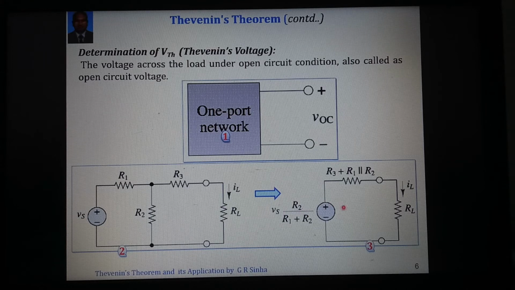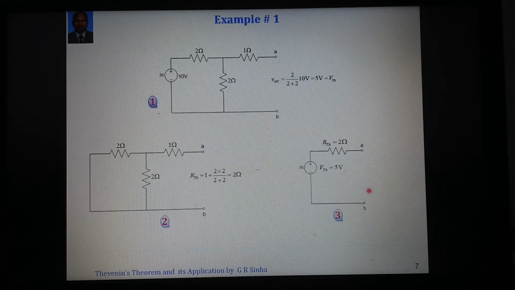We can see here is the Thevenin voltage. What will be the Thevenin resistance if the load is removed? We have already determined that R1 and R2 are connected in parallel, and they are finally connected in series with R3. This gives the Thevenin resistance and Thevenin voltage. Then finally the load can be connected, and this actually becomes the Thevenin equivalent circuit of the given circuit.